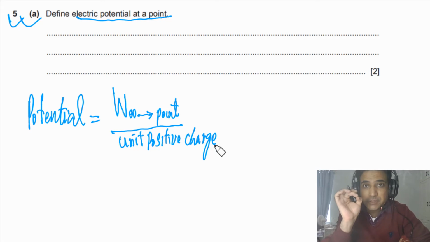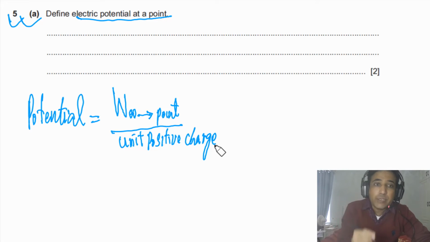In fact, in physics, potential is not defined. What is defined in physics is potential difference. That's the reason in this case we are also taking a reference. So this is the potential difference between infinity and that point.